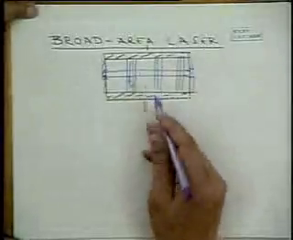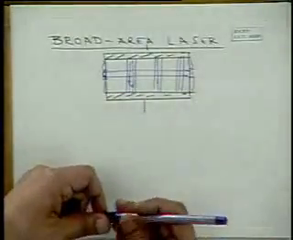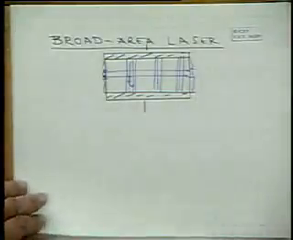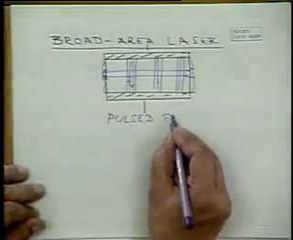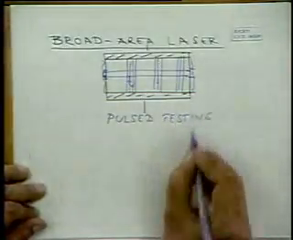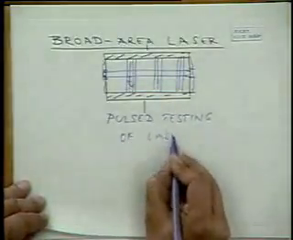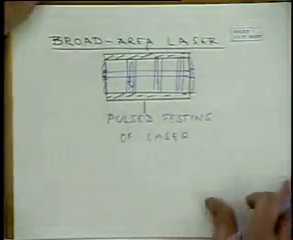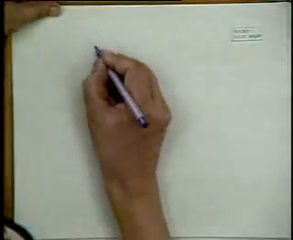This broad area laser which I have drawn could be used for things like just testing a device, say pulsed testing of a laser diode. But the actual devices are always stripe geometry, and so let's come back to a typical stripe geometry.